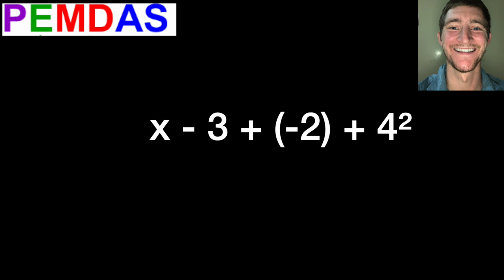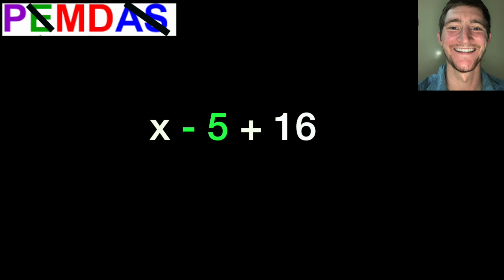First, we have to do exponentiation. There are no parentheses. 4 squared is 16. Then we just have addition and subtraction, so we have to go left to right. So it becomes x minus 3 plus negative 2, so it becomes x minus 5. Then x minus 5 plus 16 becomes x plus 11.